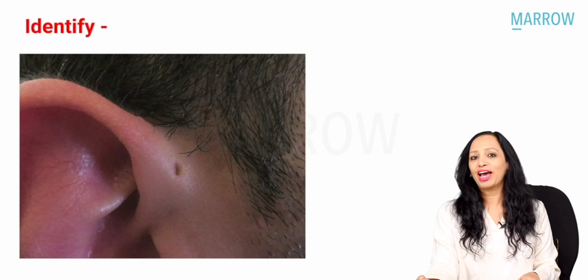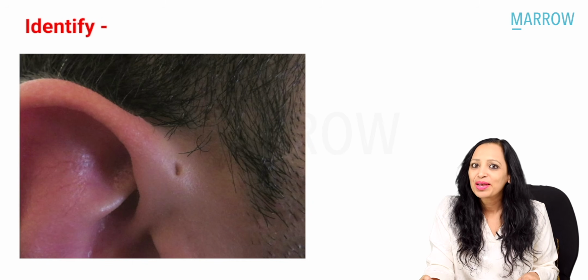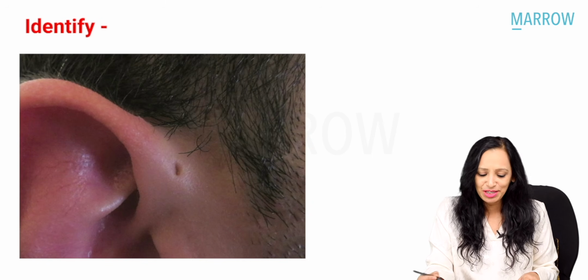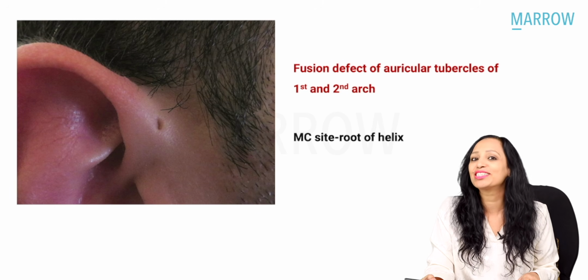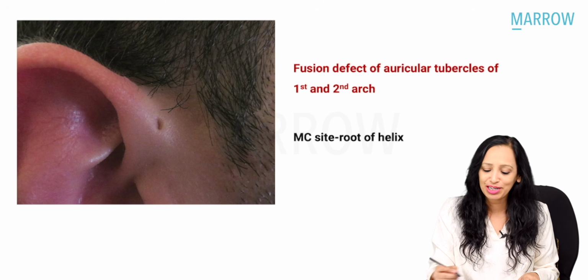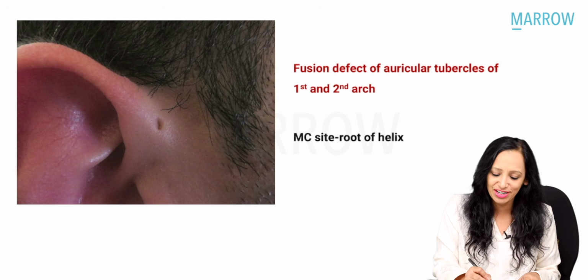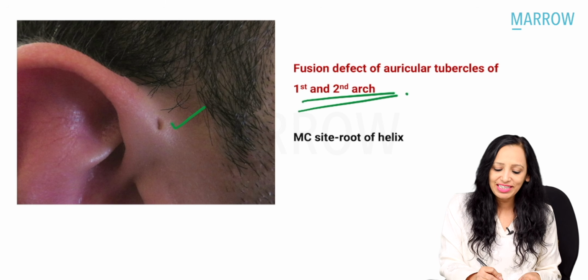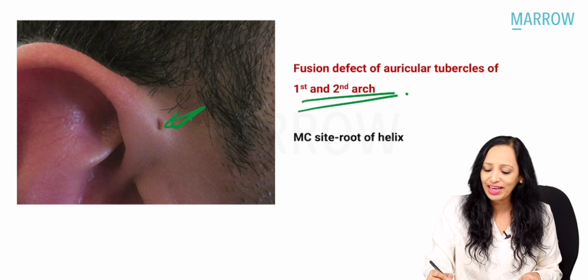The first question we have here is, identify. Very good. What is this? Yes, this is pre-auricular sinus. This is the fusion defect of the auricular tubercles of the first and second arch. And the most common site, as we are seeing here, is the root of the helix.